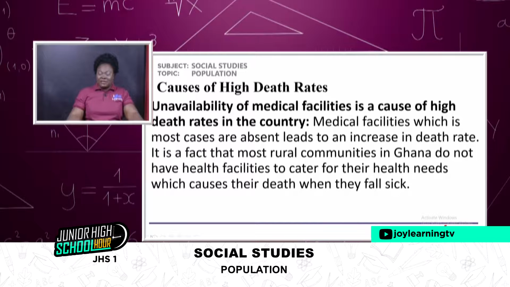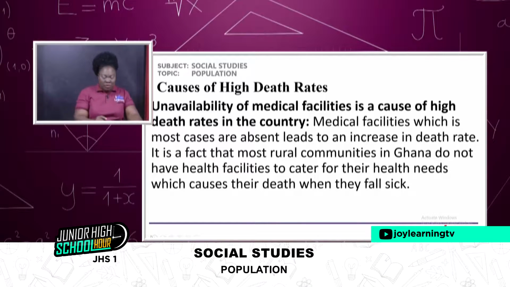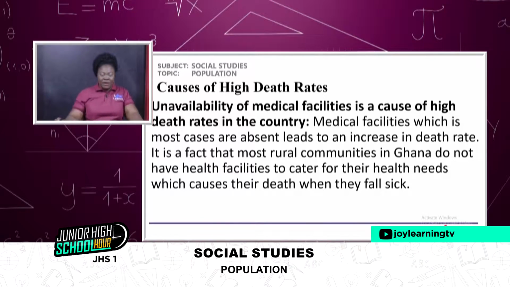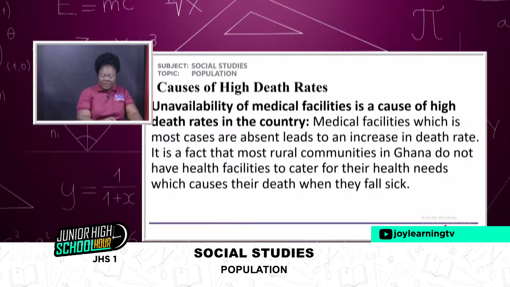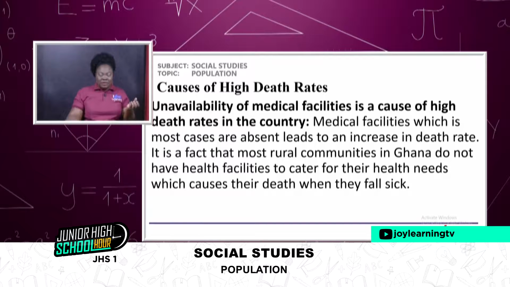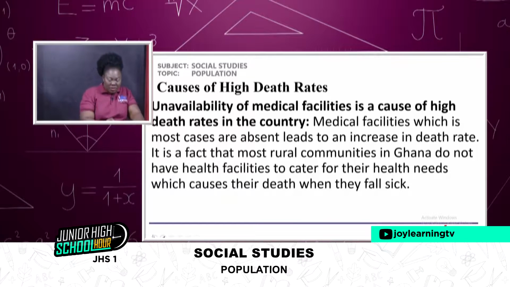Now let's look at the causes of high death rates. Unavailability of medical facilities is a cause of high death rate. We discussed that. We said that when there's no improved health facility, people die because there's no attention from any doctor to help them. Unavailability of facilities and medical doctors, which in most cases are absent, leads to an increase in death rates in most communities.